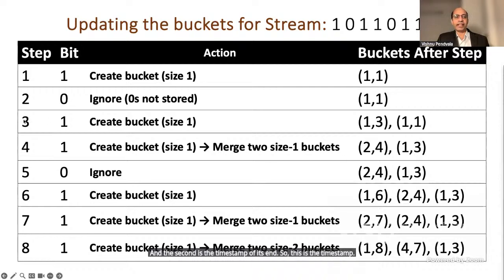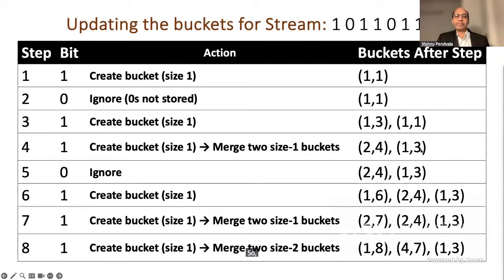See, the timestamp is 3 here. Step 3 is timestamp 3, so we save 3 here. We just need logarithm of n bits for storing this value, and for storing the timestamp itself, we need logarithm of n.